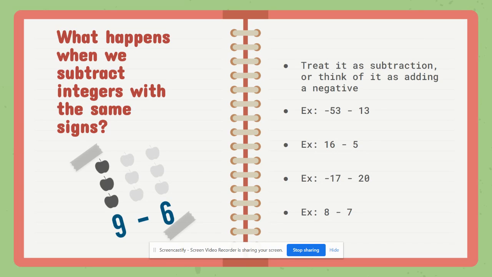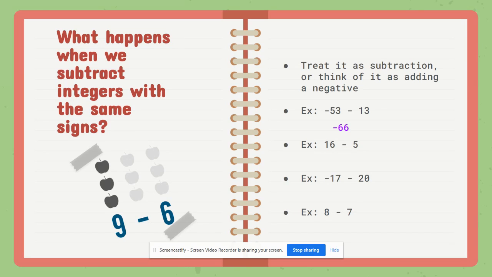When you subtract, you get more negative. So this becomes negative 53 plus negative 13. So I'm going to add 53 and 13 together, and my answer is going to stay negative. So it really becomes negative 66. If you don't believe me, put it in the calculator. Negative 53 minus 13. Okay.